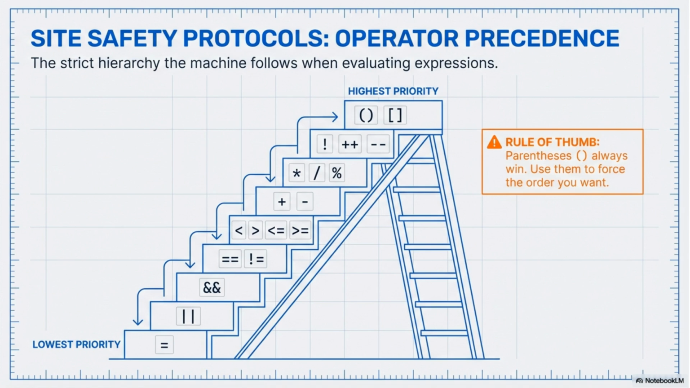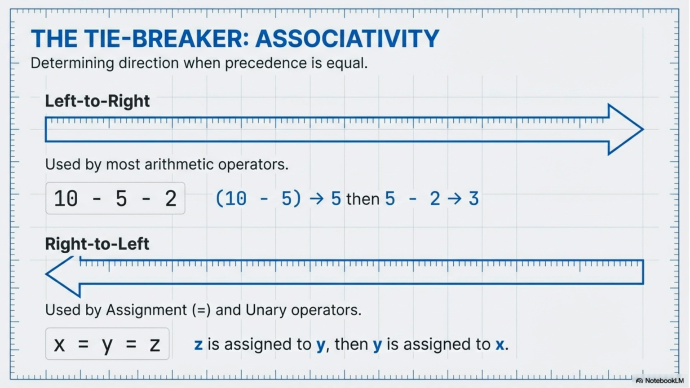Operators with higher priority are evaluated first. A good rule of thumb is to use parentheses to force the desired order. When precedence is equal, associativity acts as the tiebreaker, determining the direction of evaluation. Most arithmetic operators are left to right. Assignment and unary operators are right to left.